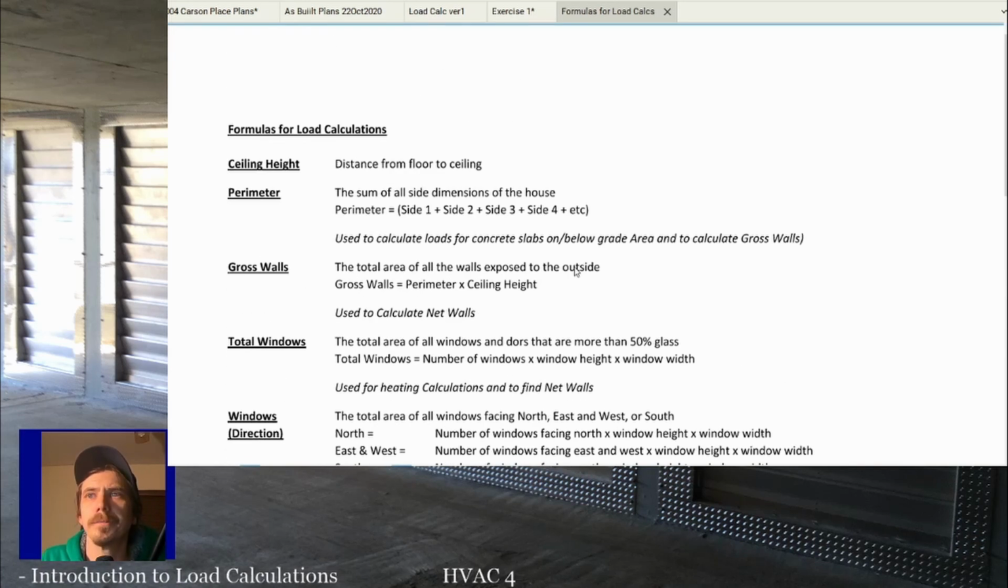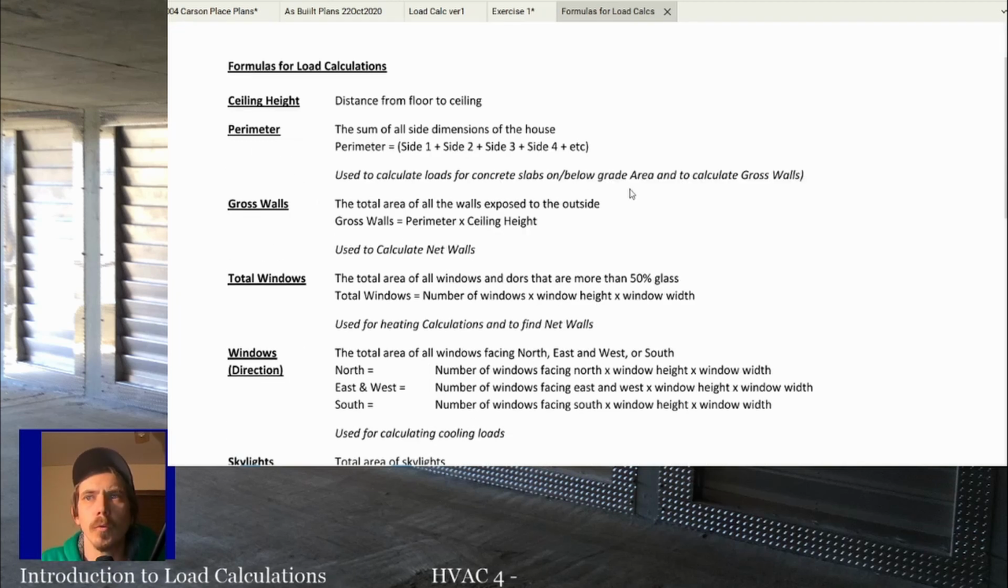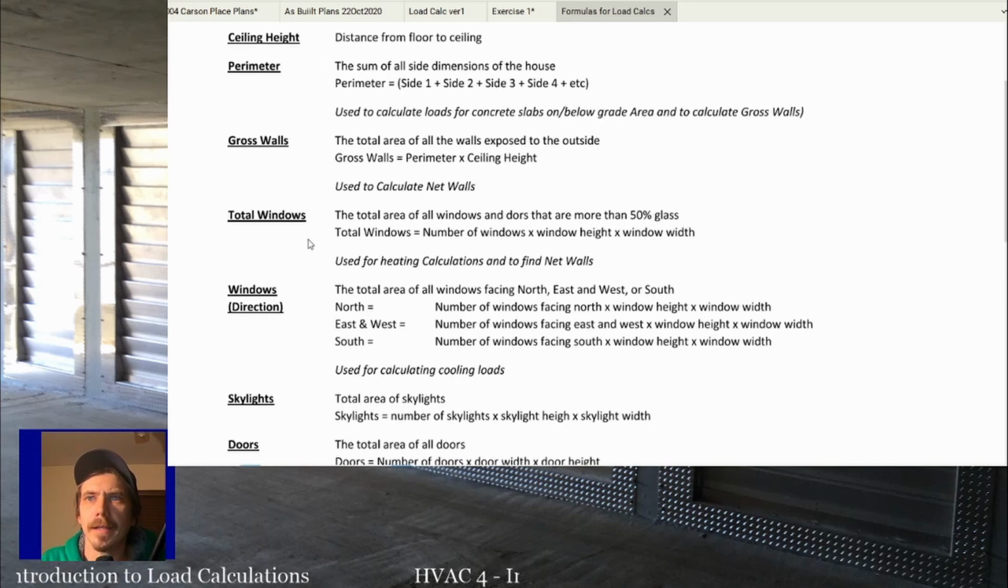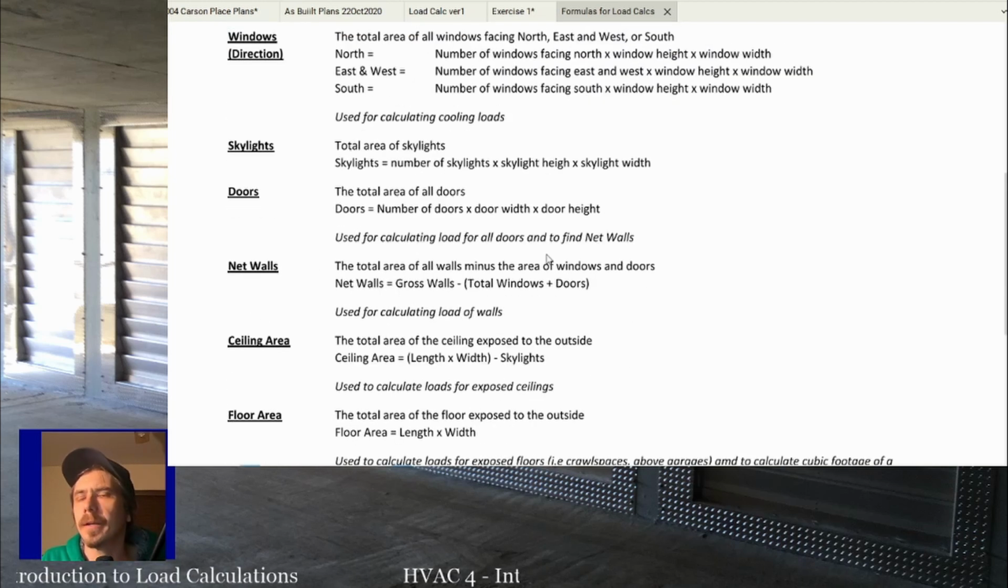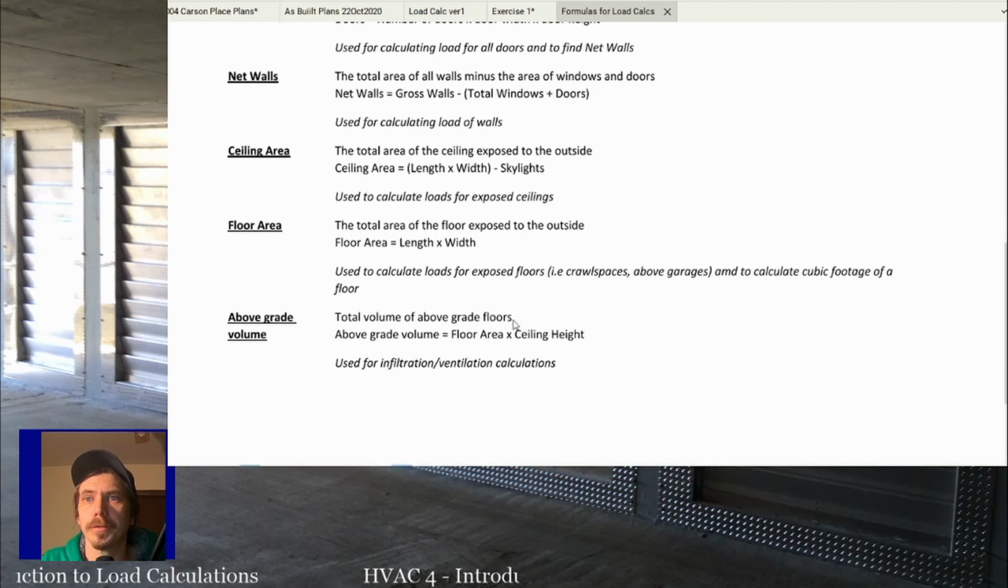Because of the weird ones, right? Everybody should kind of know ceiling height and perimeter. That should be self-explanatory. Gross walls is kind of weird, right? You might not intuitively know how to calculate that: the perimeter times the ceiling height. So you've got that there. Area of windows and stuff should be intuitive, but then net walls is not an intuitive way to automatically get, but it's a real easy way, right? Gross walls minus the total windows plus the doors. So if you remember math, you add the windows and door area together first, and then you take the gross walls minus that area, and you'll get your net walls.